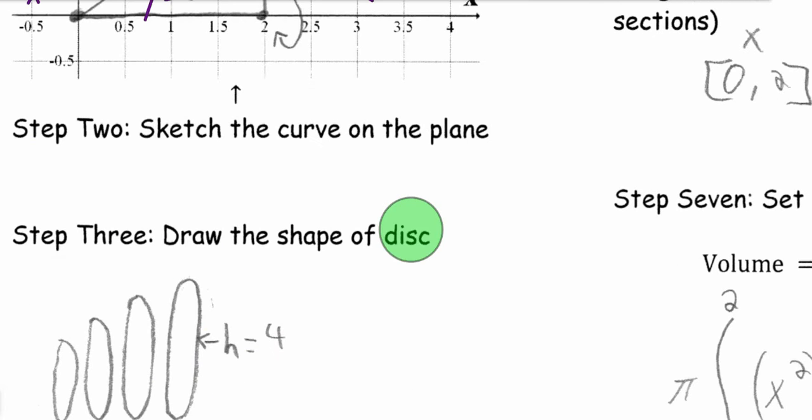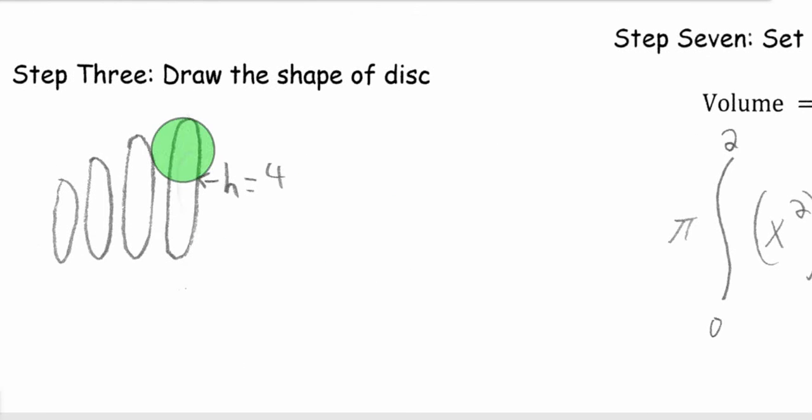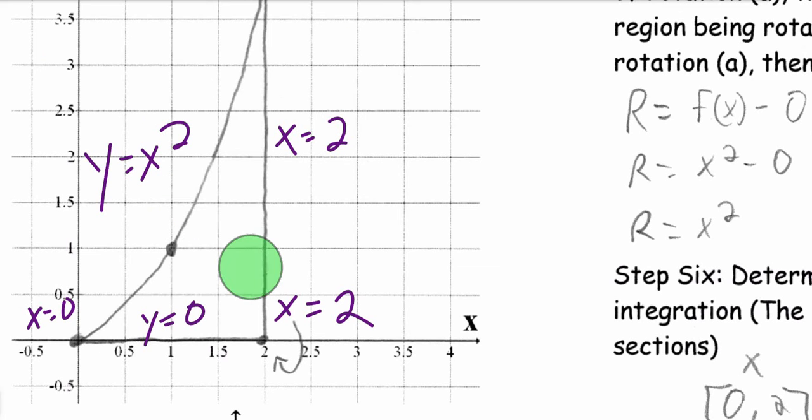Step 3 is to draw the shape of the disk. I'm going to explain why it looks this way. Basically, what we're going to be doing is taking this curve and rotating it about y equals 0, and we will be forming disks as a result. Let's go ahead and take a look at what that's going to look like.